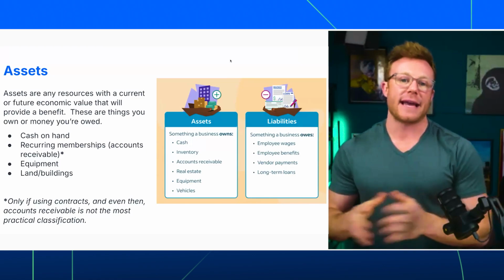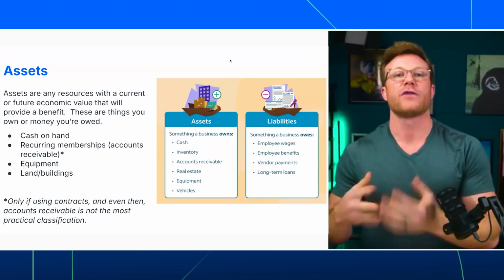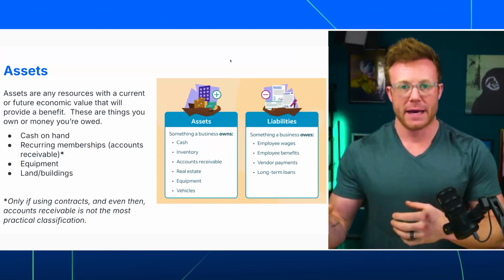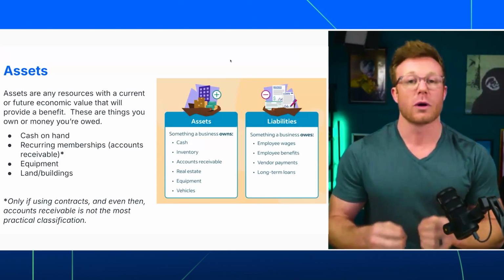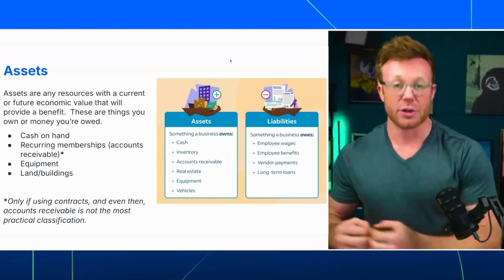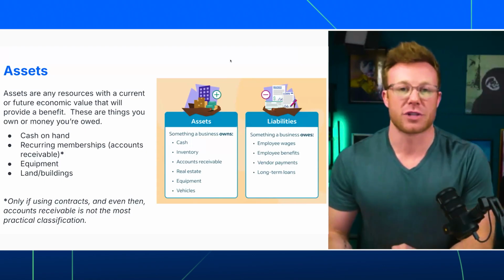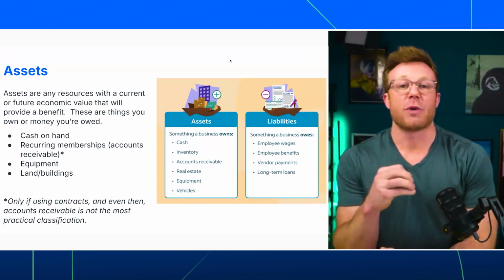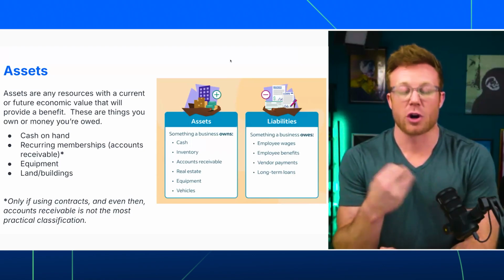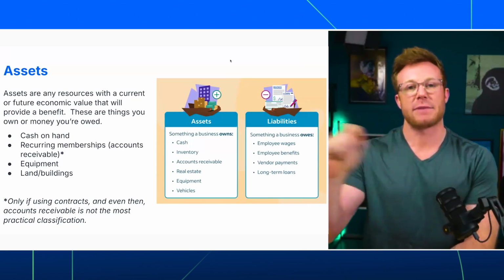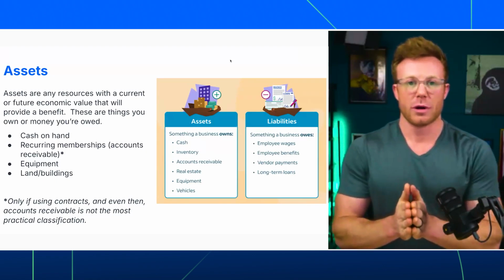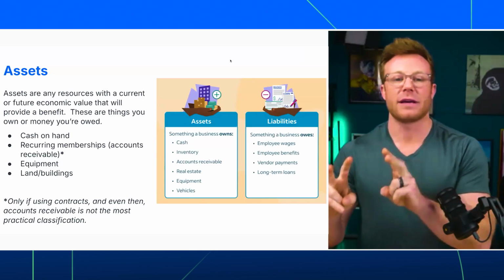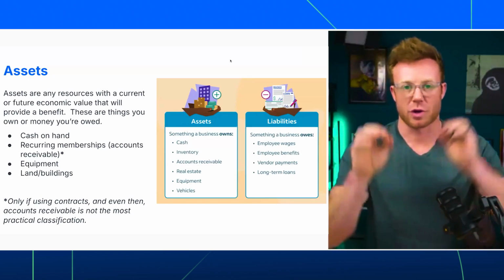So assets, again, are any resource with a current or future economic value, or that will provide a future benefit to the owner. These are the things you own or money that is owed to you. So let's say you have $60,000 in your business checking account. That is an asset. Let's say you have 12-month contracts, recurring memberships on contracts. Someone has signed a piece of paper saying, I promise you that I will pay you this amount of money over this period of time. That would technically be an asset. And I'm going to stay here on these recurring memberships for a second.